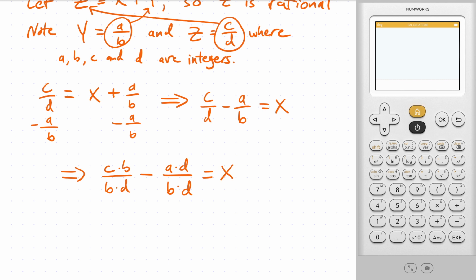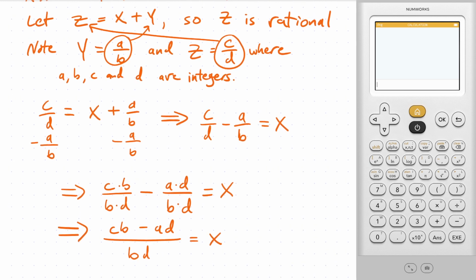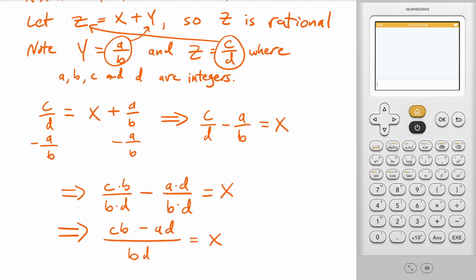Okay, so now our next step is to say that, okay, let's combine these fractions, and we get cb minus ad divided by bd is equal to x. Okay, so maybe you see where this is going, but let's review what we've learned so far.